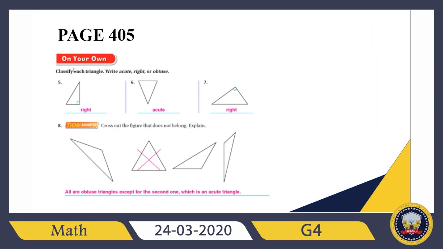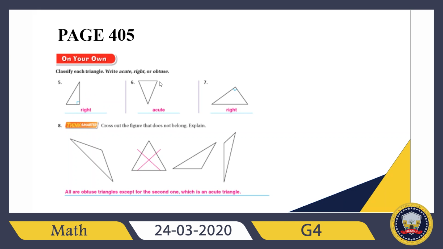Okay, let's check the on your own part. It's asking to classify each triangle and write acute, right, or obtuse. If you want, you can finish this page by yourself and check your answers with this video. Okay, the fifth question includes one right angle here. If I see a square here, it means this is a right angle. If there is a right angle, I can say this is a right triangle. Good job.